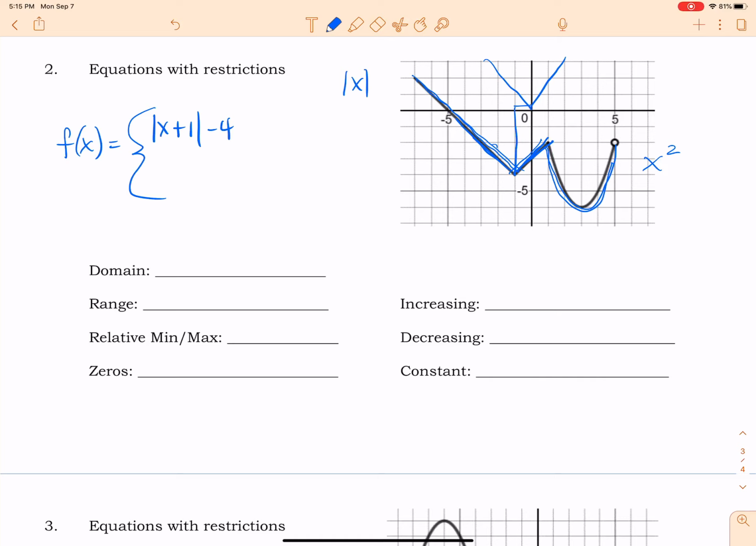And of course, I'm restricted here. Notice that my graph stops right here, and that's where x is -7. And then it also stops right here where x is +1. So x is less than or equal to 1 and greater than or equal to -7. That's what my restriction would look like.